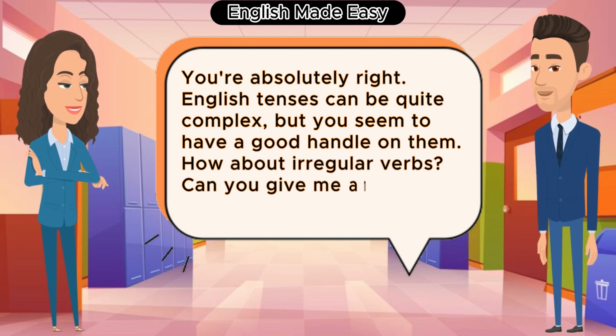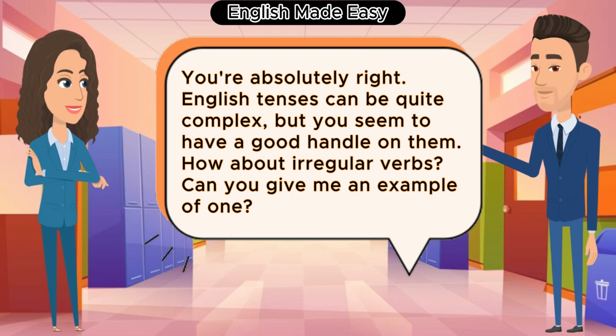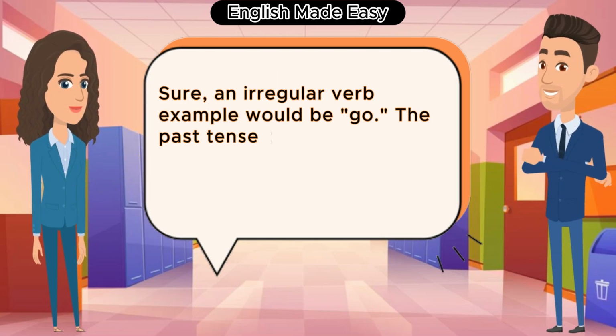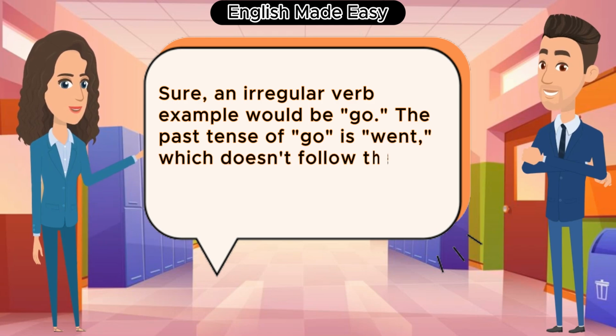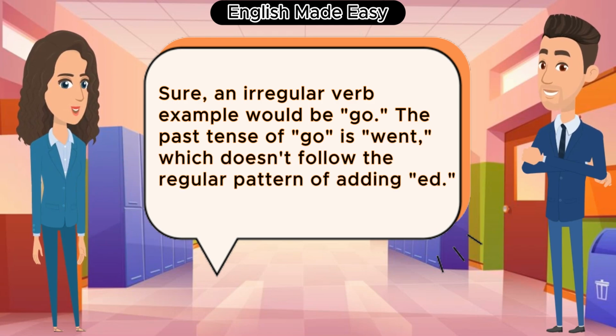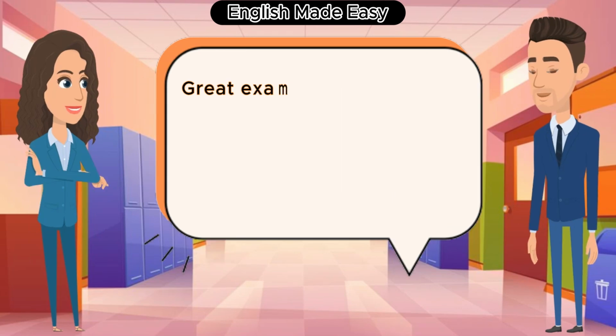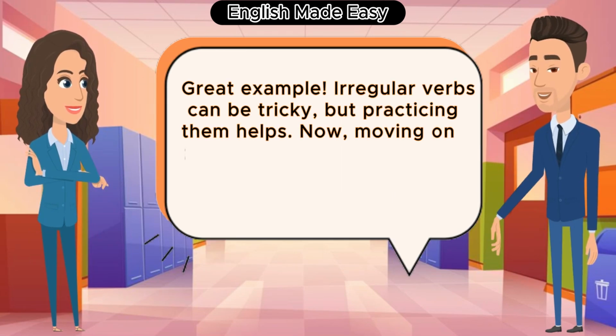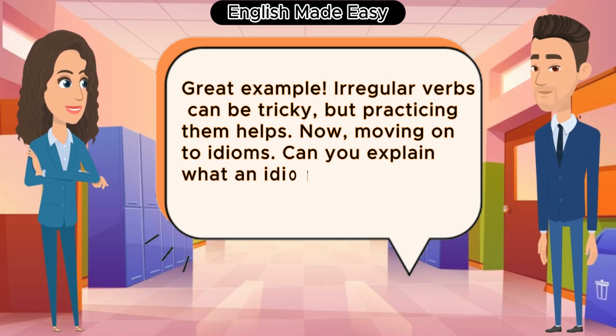How about irregular verbs? Can you give me an example of one? Sure, an irregular verb example would be go. The past tense of go is went, which doesn't follow the regular pattern of adding ed. Great example. Irregular verbs can be tricky, but practicing them helps. Now, moving on to idioms.